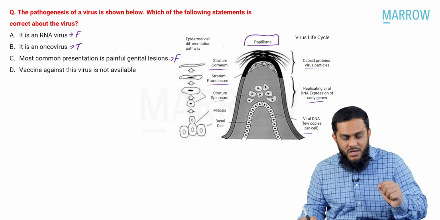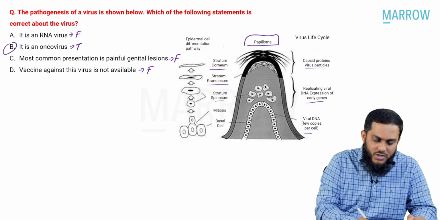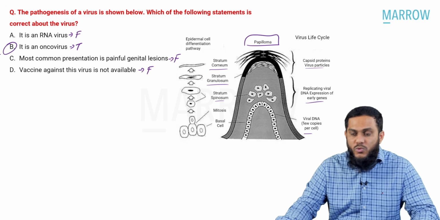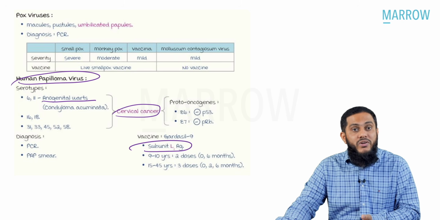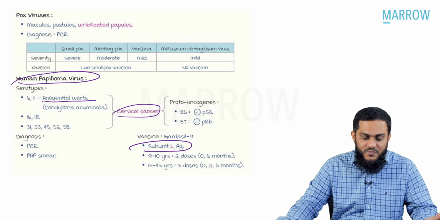Warts are not painful. Vaccine against the virus is not available. False. The vaccine is available. So we got the true statement. It is an oncovirus. Again, a simple question. We can answer from human papillomavirus. Most commonly repeated: human papillomavirus. Examiner's favorite. Sir, next question.